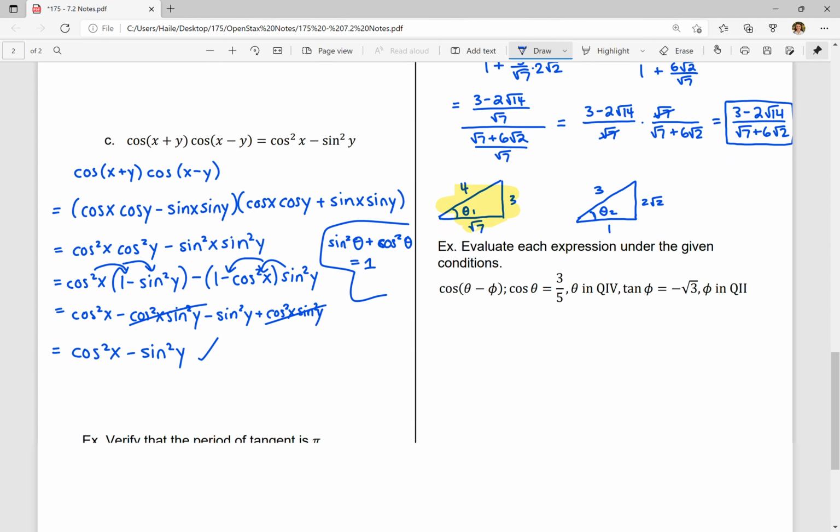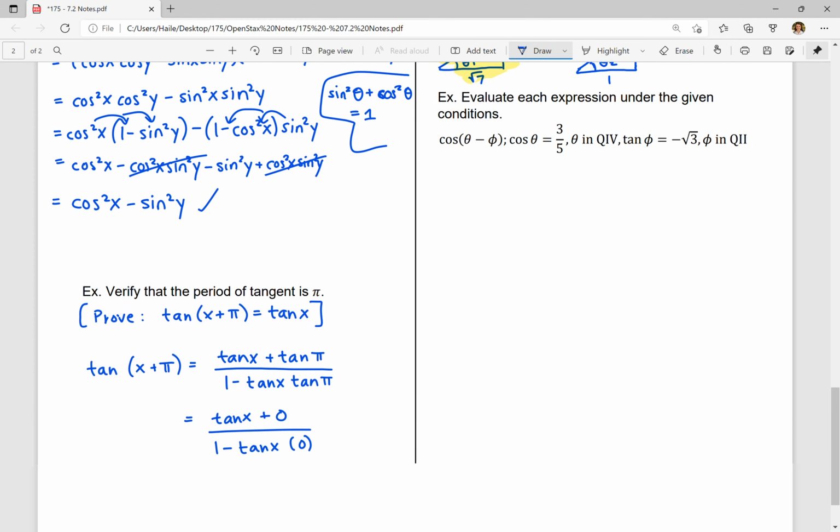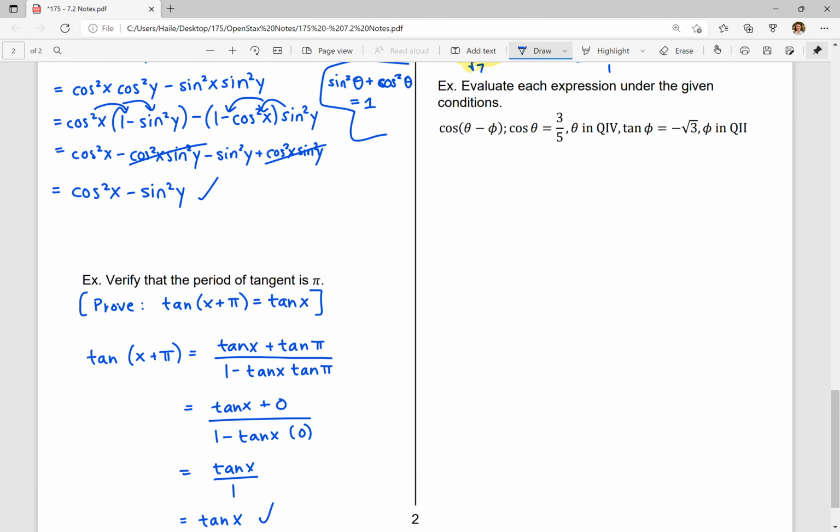Okay, we've got one more example. Hopefully you're not too tired yet, but we're just going to do one more example. So we're going to evaluate each expression under the given conditions, and we're going to keep the answer exact. This one's going to be similar to the one we just did.